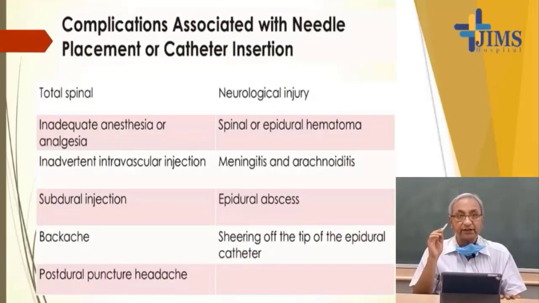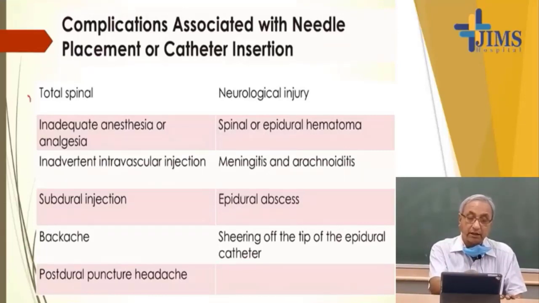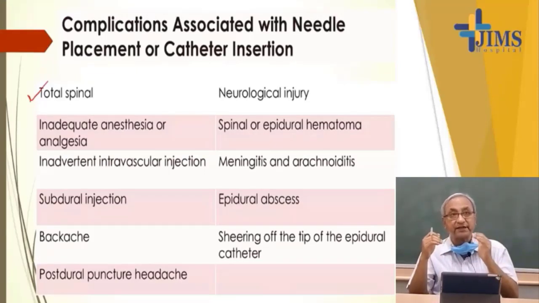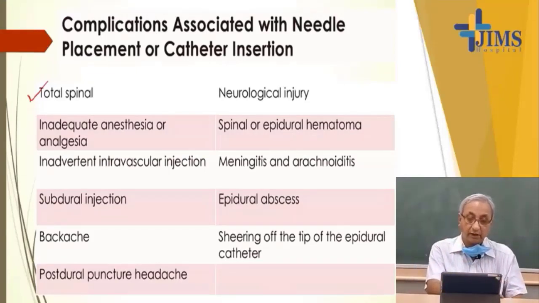The needle placement of the catheter in epidural anesthesia is very important. If the needle placement punctures the dura and we give the drug, in epidural we give a lot more drug compared to spinal, so there can be total spinal. We'll talk about it later. There can be patchy or inadequate anesthesia or analgesia. Some vessels may be punctured leading to intravascular injection, which is deadly. And of course, subdural injection is what leads to total spinal.